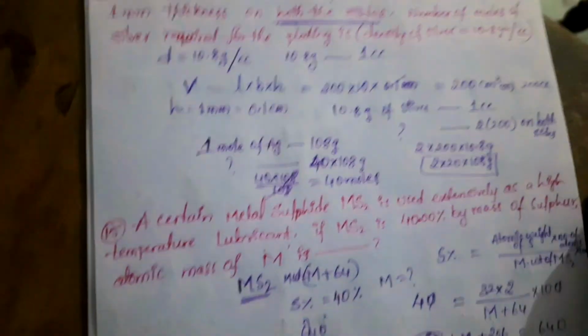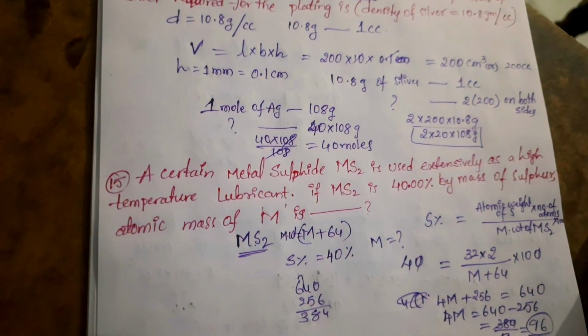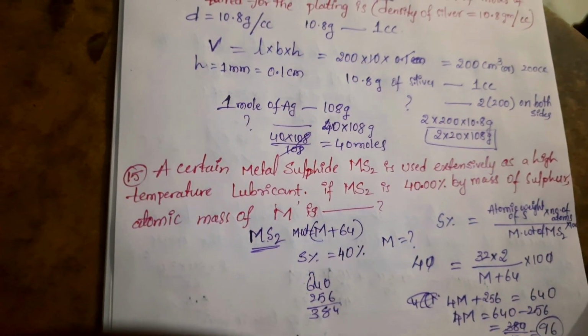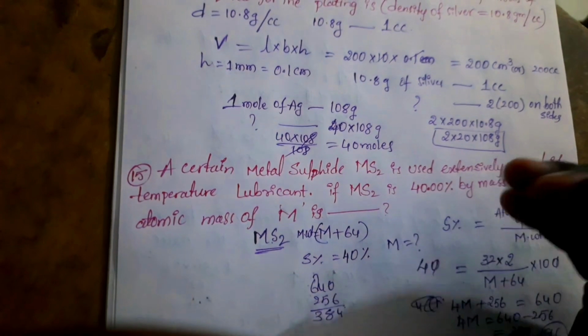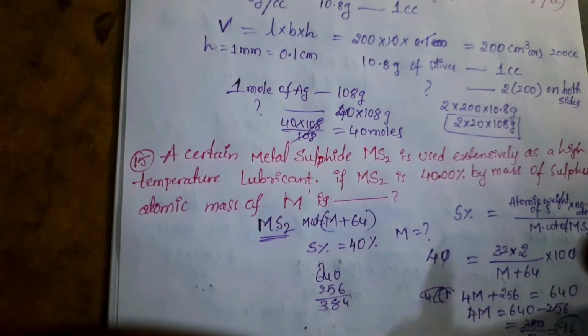I think you have got some clarity about stoichiometry. So these were different model questions. It is only part 1. In part 2, the next part, I am going to explain the remaining 15 questions.